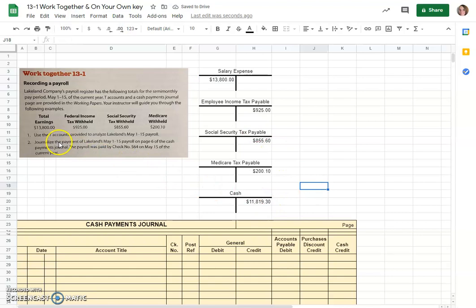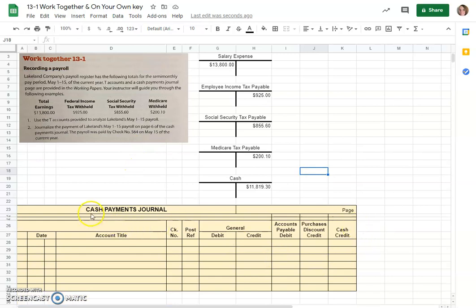All right, so the next thing we need to do, we've done our T accounts, now we journalize the payment, and we would use the cash payments journal because there is actually a check being written out. So we would do this on May 15th with check number 564.